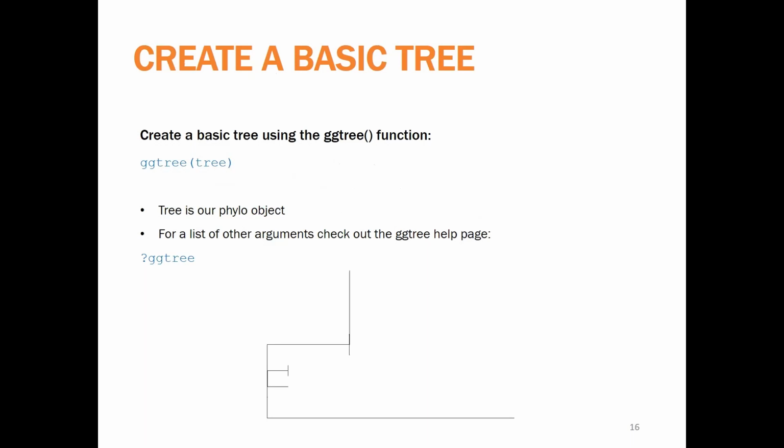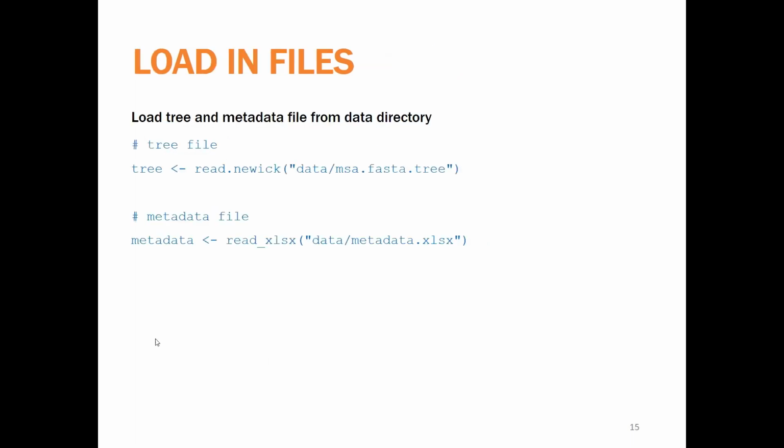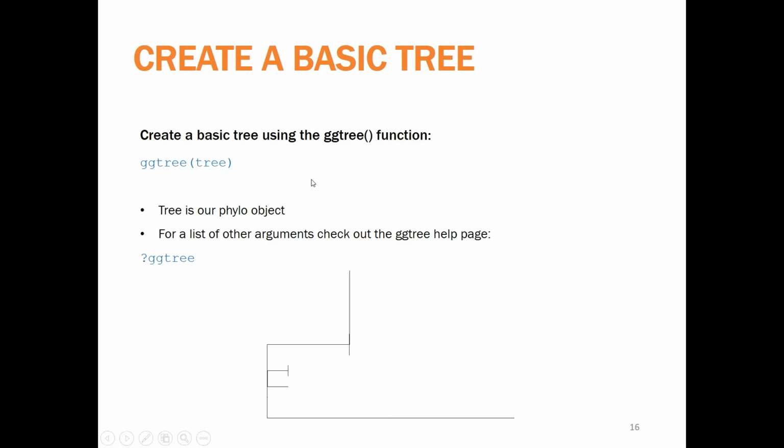After that, you should be able to create a basic tree. To do that, it's ggtree, and then the phylo object in brackets. And our phylo object from the last slide is our tree file, which we loaded in using read.newick. Once you load that, it should pop up in your plots. And it should be just a basic looking line tree. Was everyone able to get that?